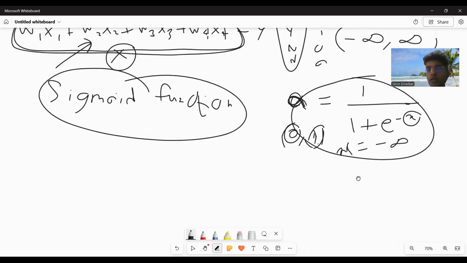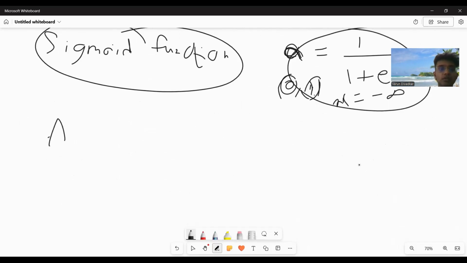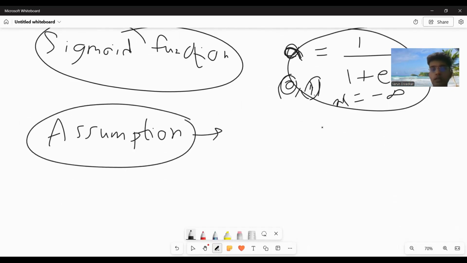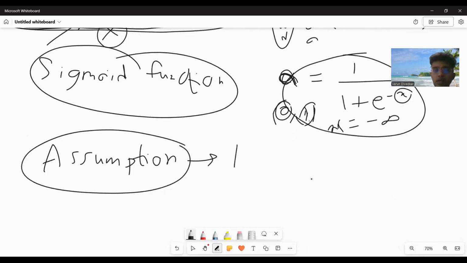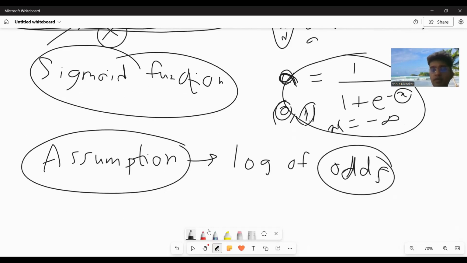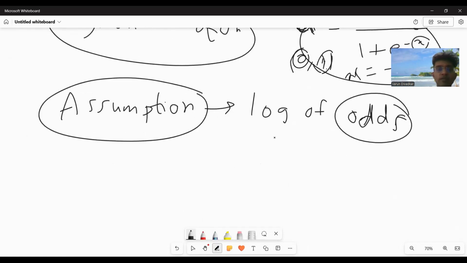It's pretty simple. Now here comes the underlying assumption for logistic regression. What is the assumption here? The assumption is that this straight line which we just spoke about, W1 x1 plus W2 x2 plus W3 x3 plus W4 x4, basically represents the log of the odds. What do you mean by the odds? Basically, in probability, the odds means the probability of an event happening, which is P, divided by the probability of the event not happening, that is 1 minus P, okay?